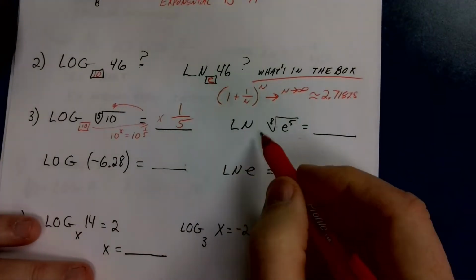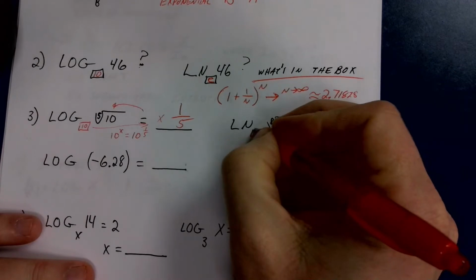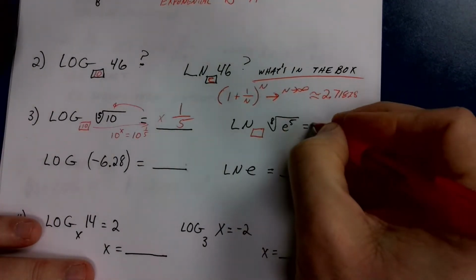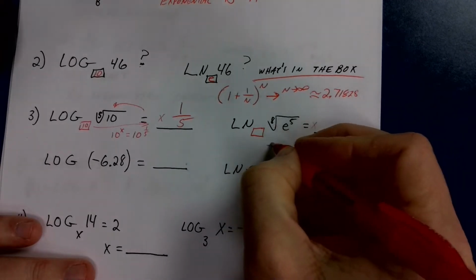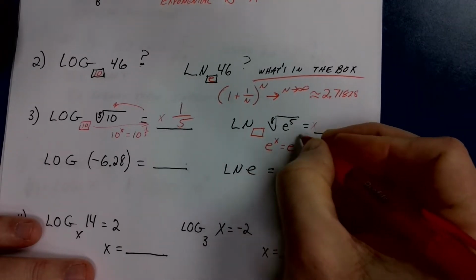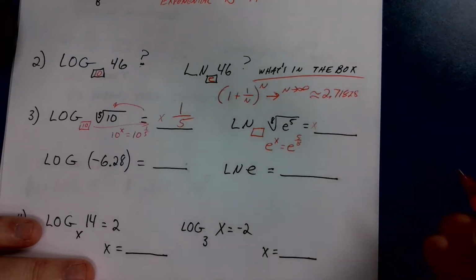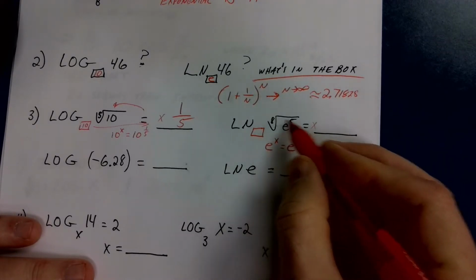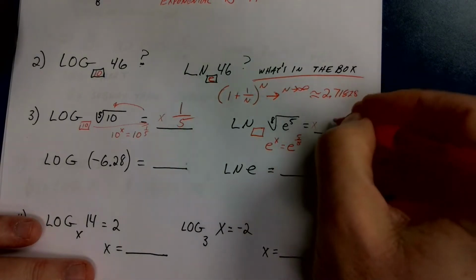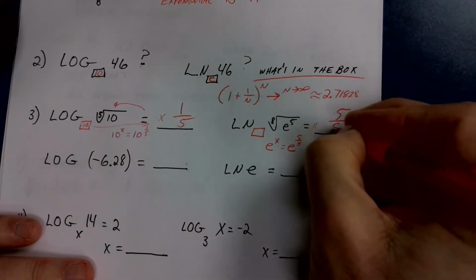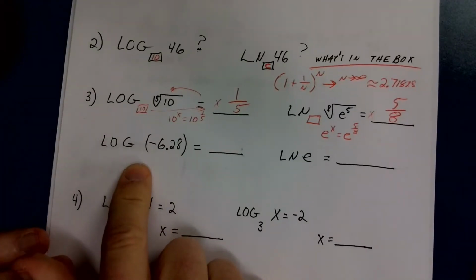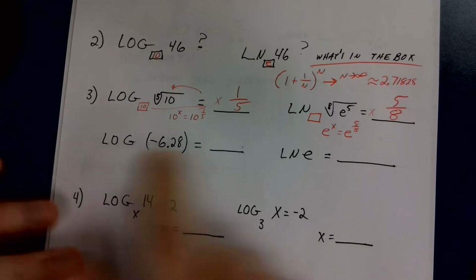Okay, so how about over here? Well, again, there's no base written down here, so we know that's implied base e. So if this is an unknown quantity over here, then we'd rewrite e to the x equals e to the 5/8, because remember, roots become denominators of exponents. So e to the 5/8, so x happens to be 5/8. Good deal.